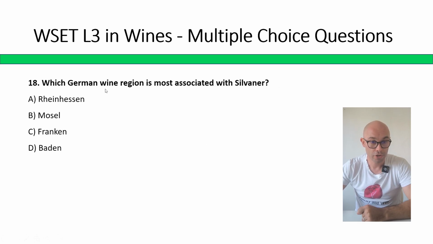Which German wine region is most associated with Silvaner? Rhein, Mosel, Franken, Baden. The correct answer is C, Franken.